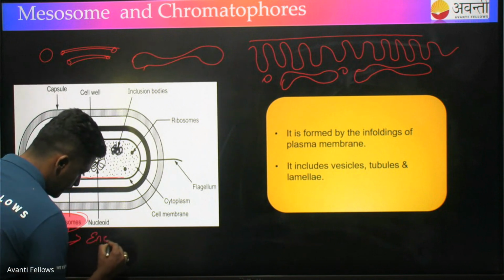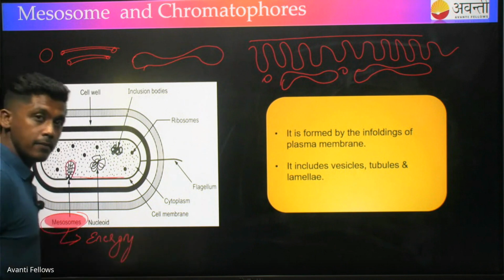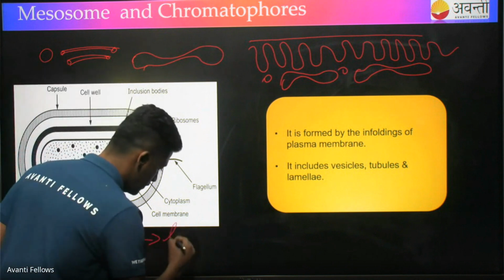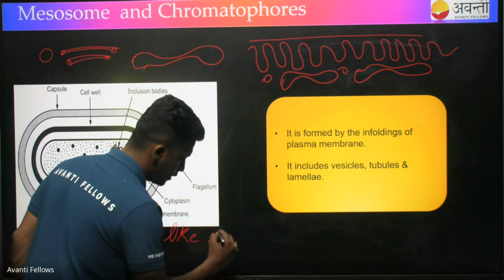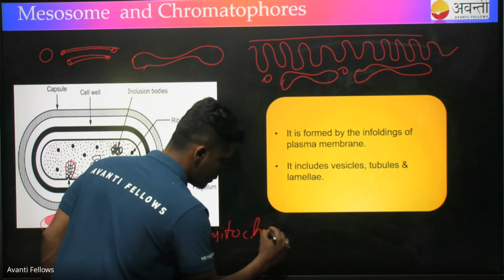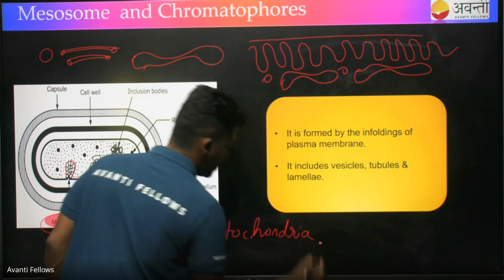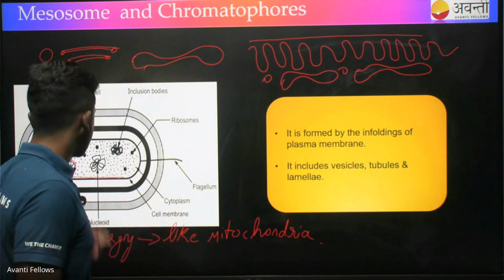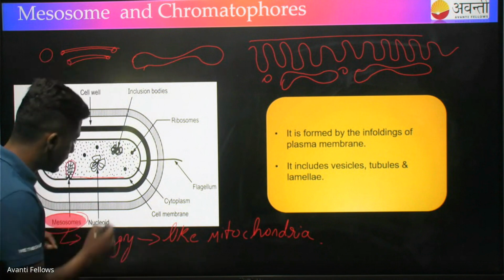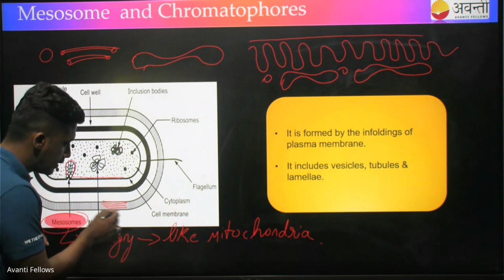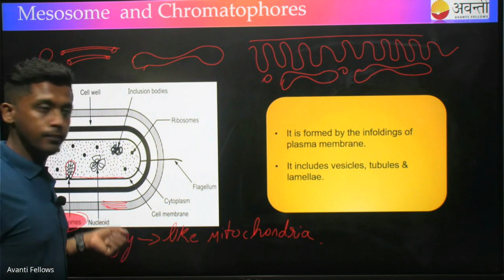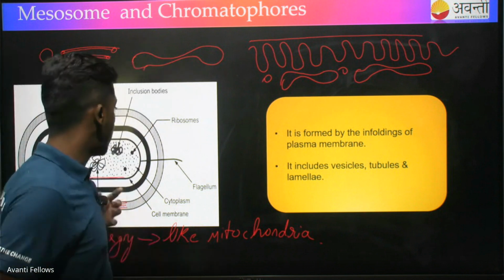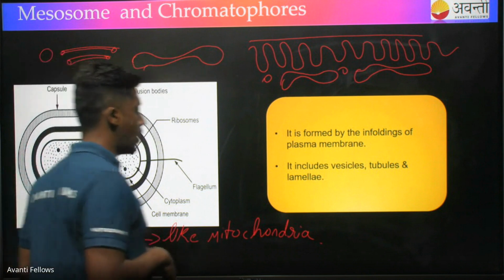preparation of energy. So how does it help in the manufacture of energy? Mesosomes are actually like mitochondria. Their job is to perform like mitochondria and provide energy for the cell. That's the first thing. The second function of mesosomes is that it helps in the manufacture of the cell wall. If the cell wall has to be manufactured, they help in that. They also help in cell division. So they prepare energy like the mitochondria, help in manufacture of the cell wall, and help in cell division. Understood? So this is about mesosomes.